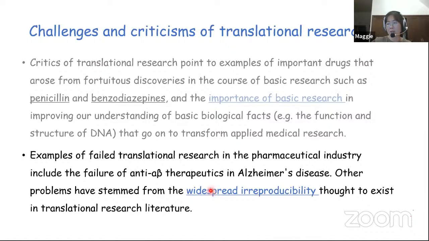So some scientists say that maybe translational research is not that useful because it has a high failure rate. And also they find that for some studies from translational research, other labs cannot repeat the same result. So they think that the widespread lack of reproducibility of this translational research may decrease its value. This is the challenge and criticism of translational research.